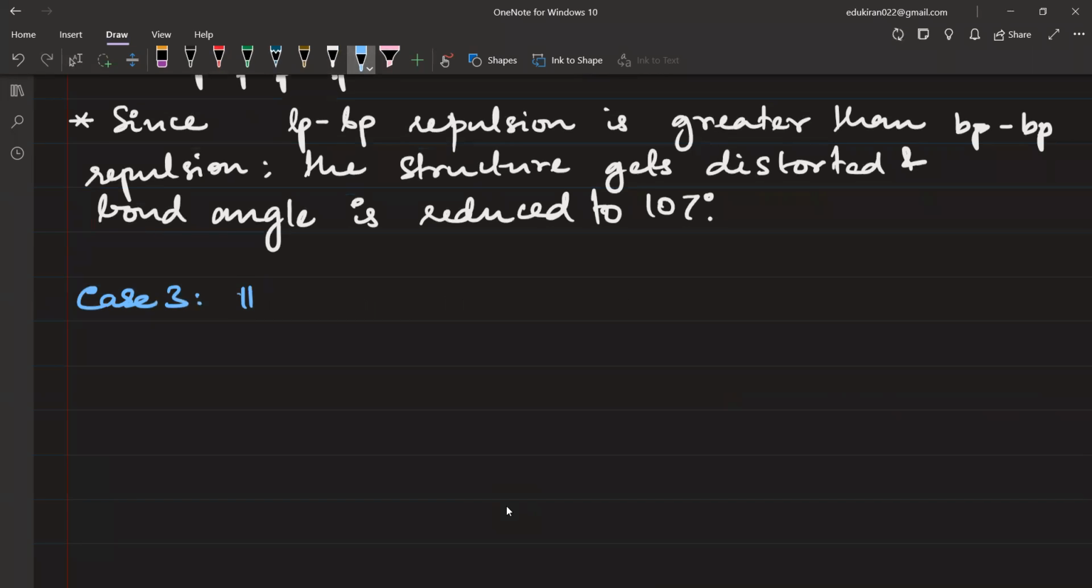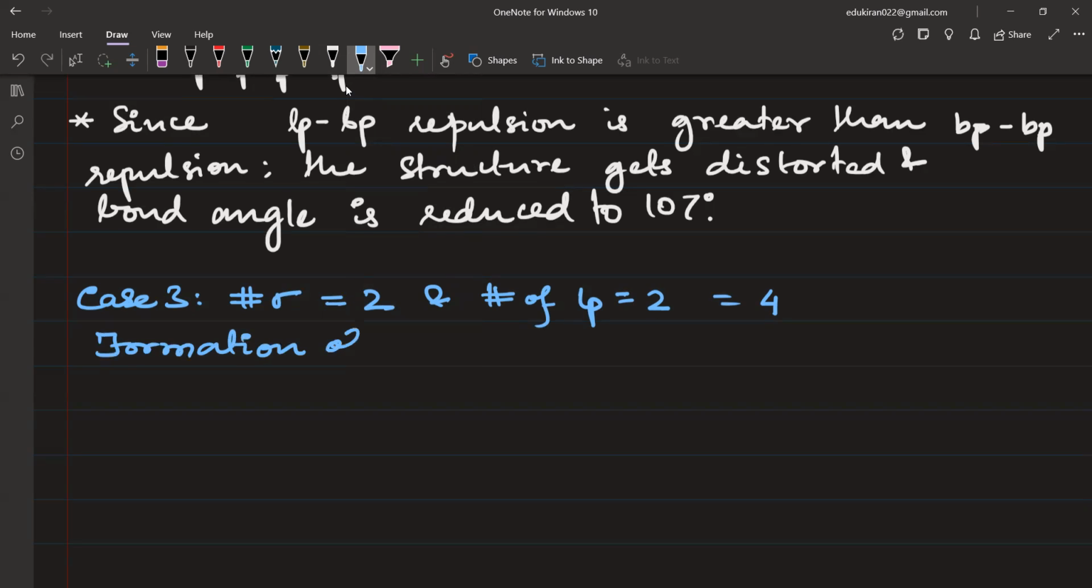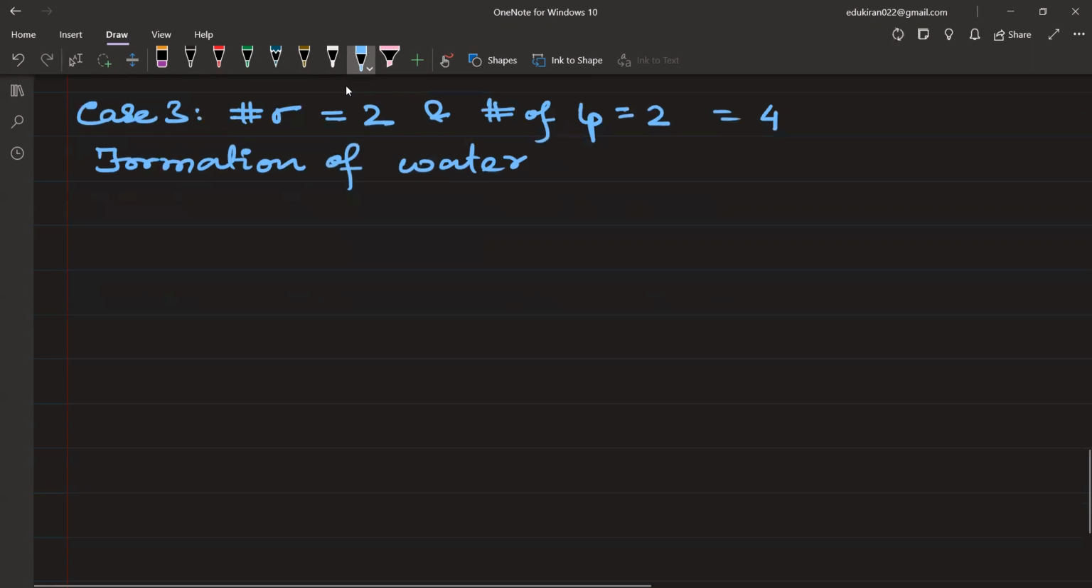In this case, the number of sigma bonds is equal to 2, and the number of lone pairs will also be equal to 2. Still, the steric number is 4. In this case, it is the formation of water. Till hybridization, everything is going to be the same.